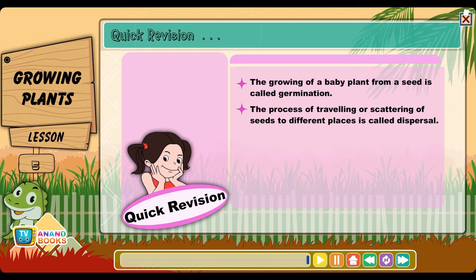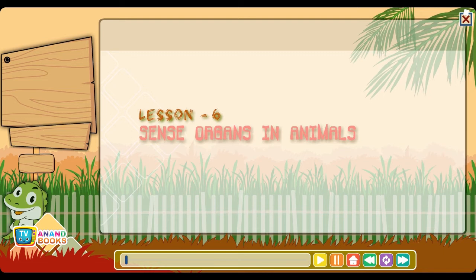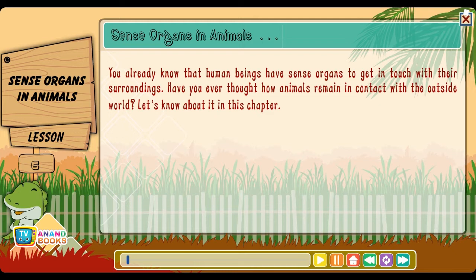Lesson 6. Sense organs in animals. You already know that human beings have sense organs to get in touch with their surroundings. Have you ever thought how animals remain in contact with the outside world? Let's know about it in this chapter. Sense organs in animals.